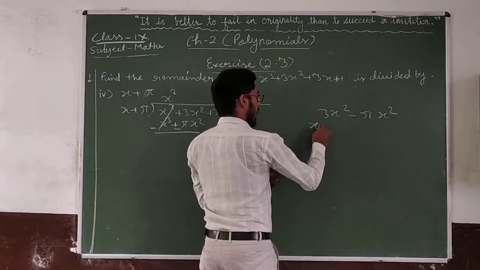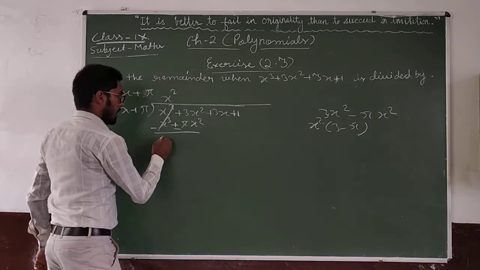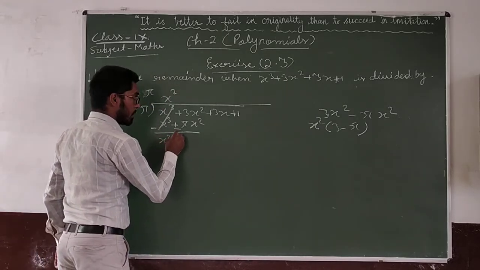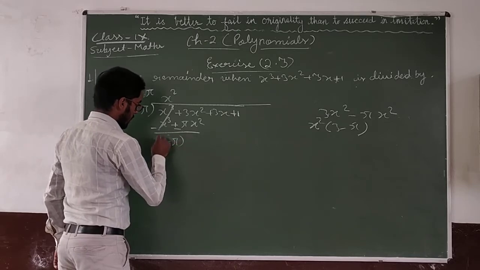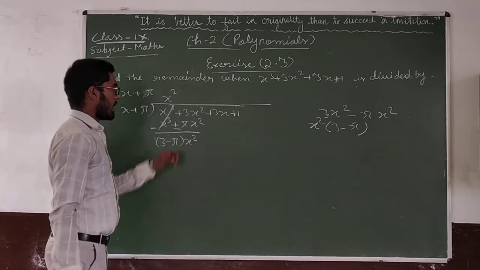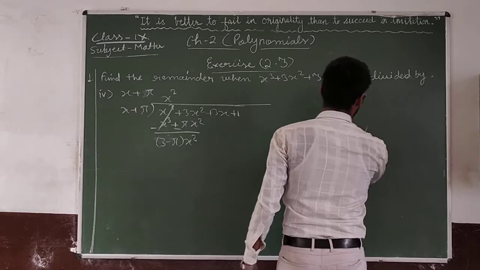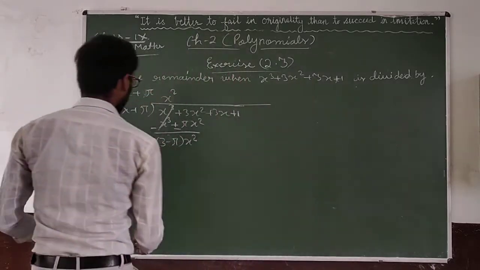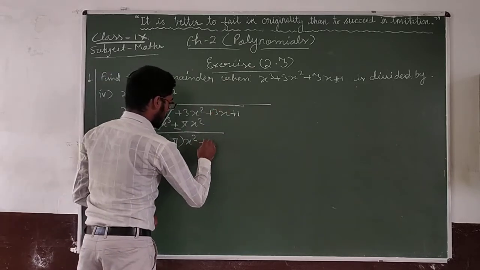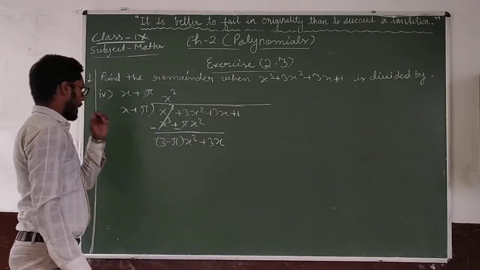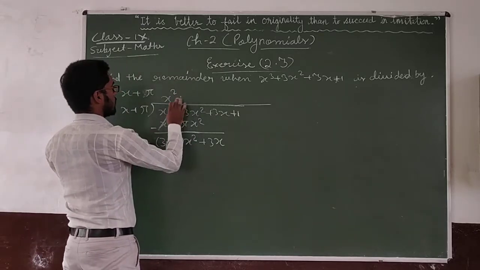Here you can take x square as common, then you get (3 minus 5) x square, and you can write it like this after taking common. Now take down 3x plus 1. Here the sign is positive, so your quotient will be positive.